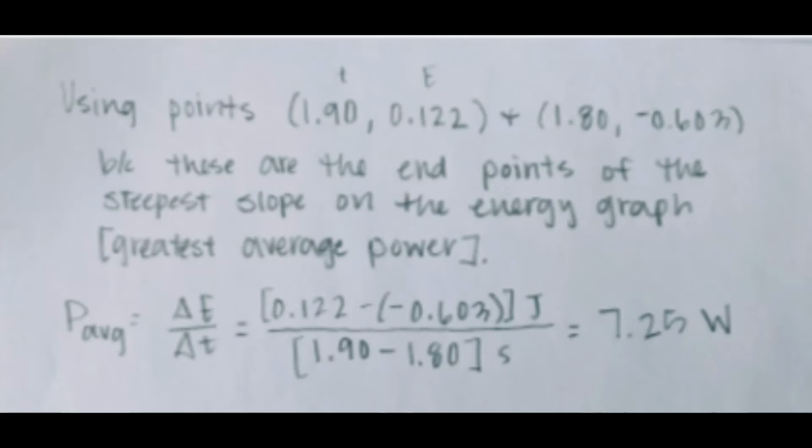So we know that power is equal to the change in mechanical energy over time. So we use 2 points from the steepest part of our energy graph to follow the equation power equals change in energy divided by change in time. We got an answer which was 7.25 watts, which seems reasonable for the power output given by a light throw.